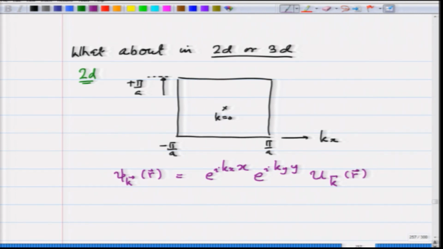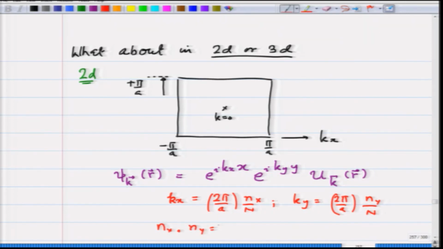Now, the periodic boundary conditions are going to be applied over the x and y directions, and they are going to lead to kx equals 2 pi over a, n over N, and ky equals 2 pi over a, n over N. I may as well write this as nx and ny, where both nx and ny go as 0, plus minus 1, plus minus 2, and so on. So, really what we are doing is going into 2 dimensions. I just include one more dimension, and the boundary conditions and everything remain essentially the same.